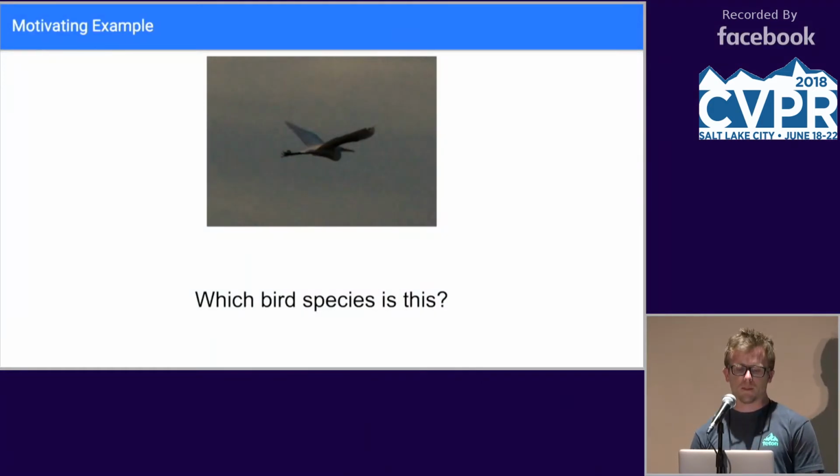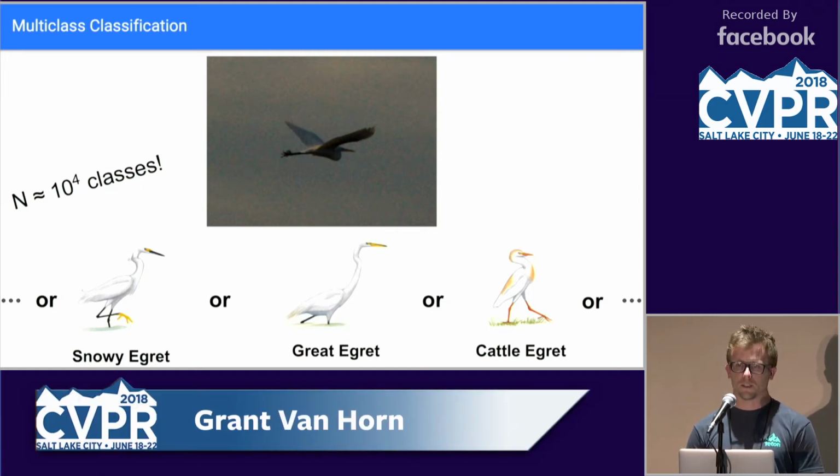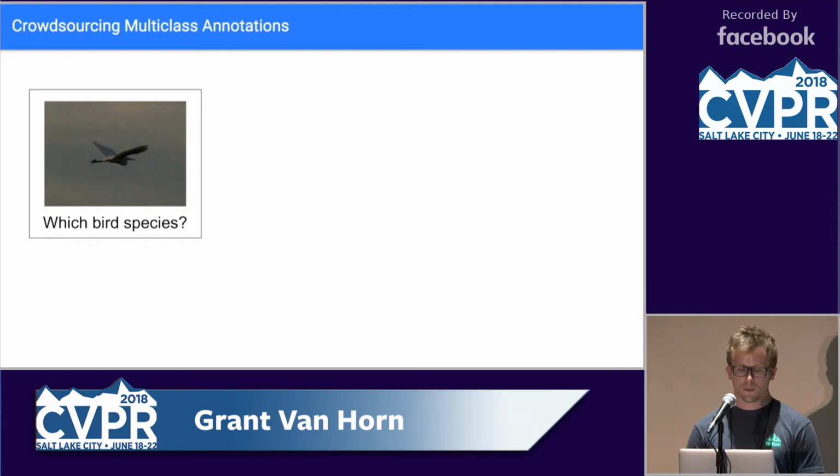I'm Grant Van Horn, and I'll be discussing our paper on multi-class crowdsourcing. To motivate our problem, imagine you're building a bird classification data set, and you'd like to identify the species in this photo. There are about 10,000 bird species in the world, so this is a large multi-class problem, and some species, even in the same geographical region, can look very similar. So you post the image to a crowdsourcing platform and hope that the crowd can help you identify the species.